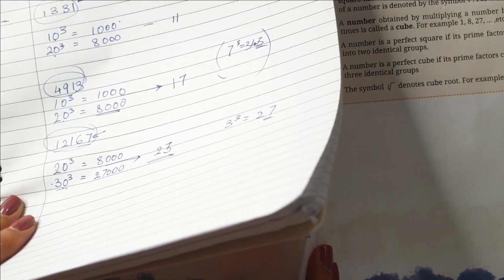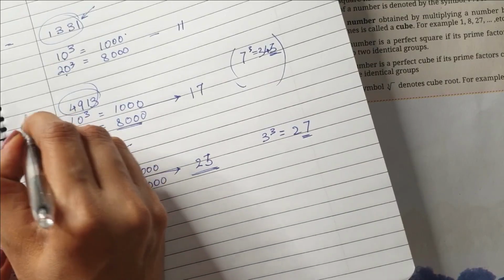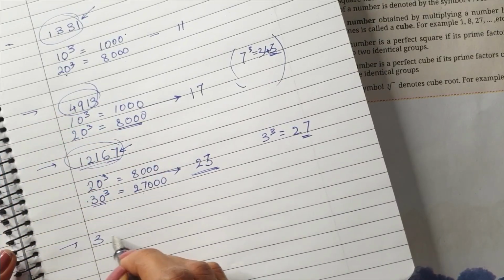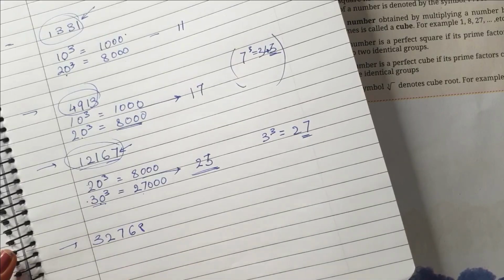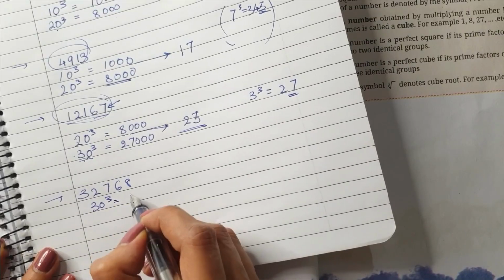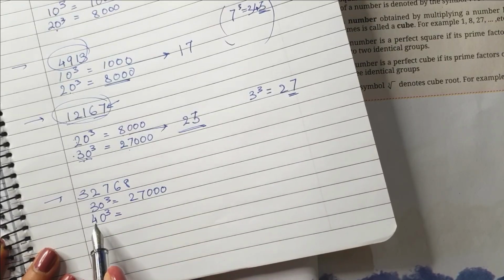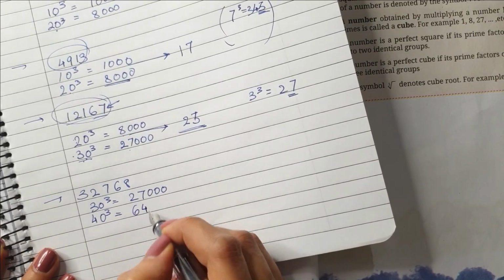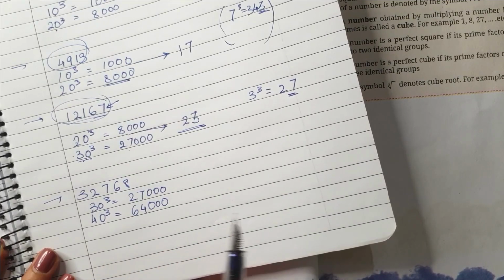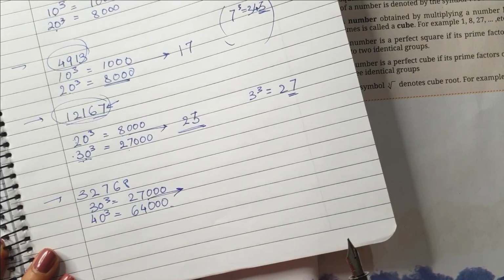Then the last one is 32768. Same thing we will do again. We know that 30 cube is 27000. Let's check what is 40 cube. 4 cube is 64. And for the 0 you'll have 3 zeros, right? So now again this comes somewhere here, right? Because 27,000 is smaller than this and 64,000 is bigger than this.